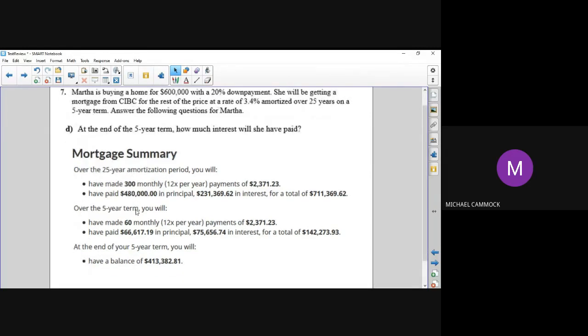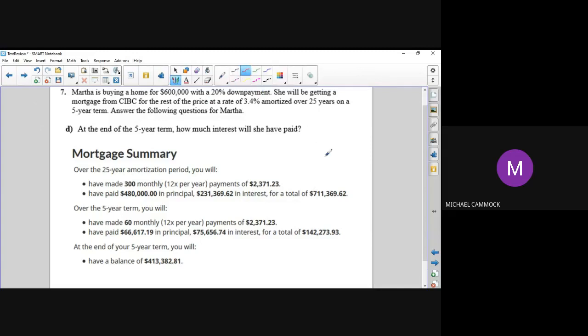The first question was, what was the monthly payment? At the end of the 5-year term, remember that she's paying it over 25 years, but she's breaking it up into smaller time periods. And each time period is called a term. So at the end of the 5-year term, how much interest will she have paid? That answer is sitting right here in this mortgage summary. Can anybody tell me what number in this is the interest that she's paid?